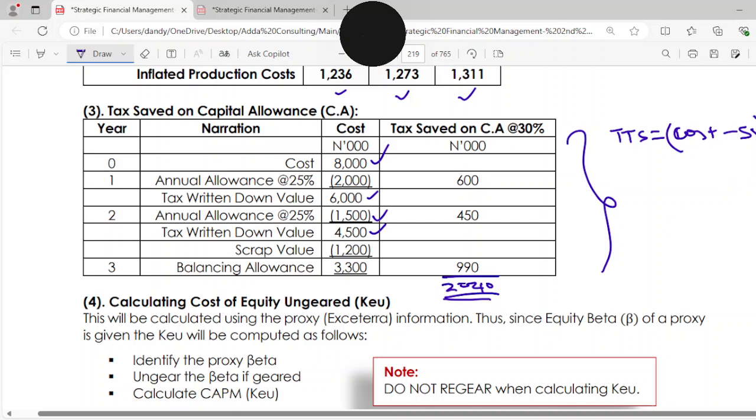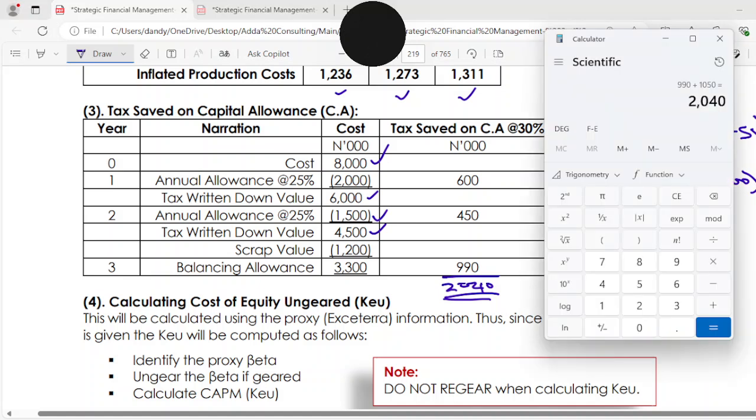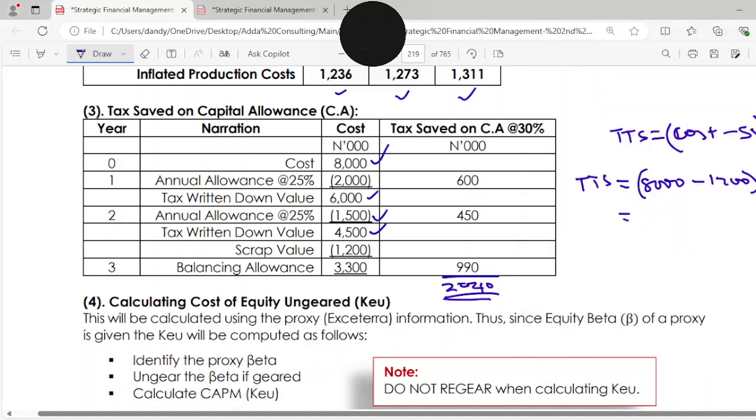Total tax saved is equal to 8,000 minus 1,200 multiplied by 30% company tax rate. So this will be equal to 6,800 multiplied by 0.3, equal to 2,040. Our answer here is equal to 2,040.